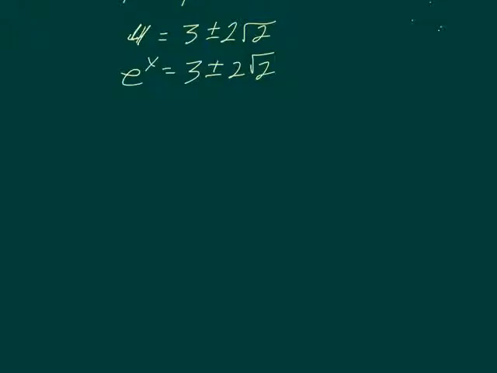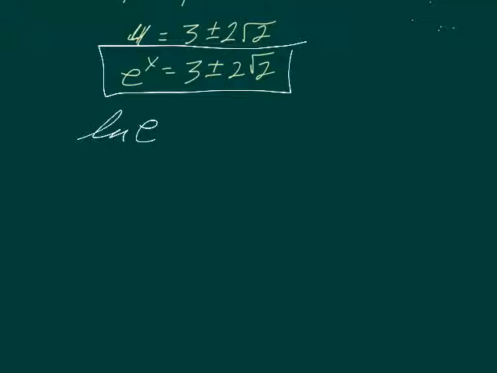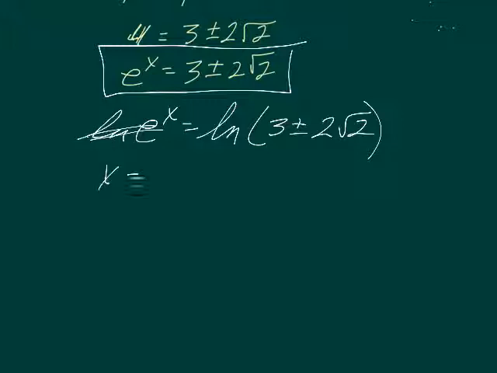Alright. So at this point, I'm still trying to find x, so all that we did before just got me to this place, to this math problem. So what I'm going to do is take the ln of both sides, because I'm trying to get rid of my e. Okay? ln e makes this go away, so x equals ln of 3 plus or minus 2 square root of 2.